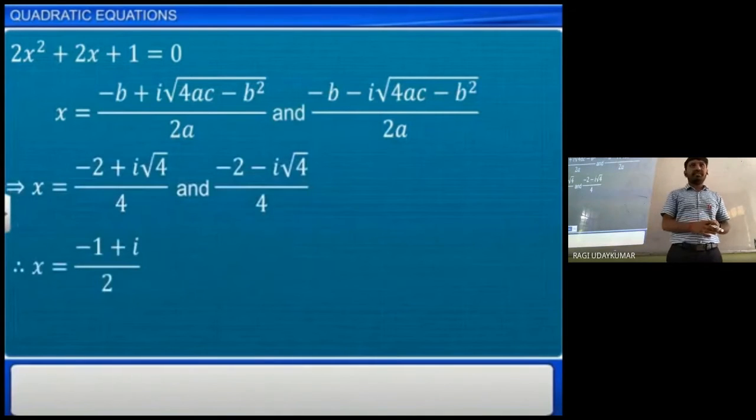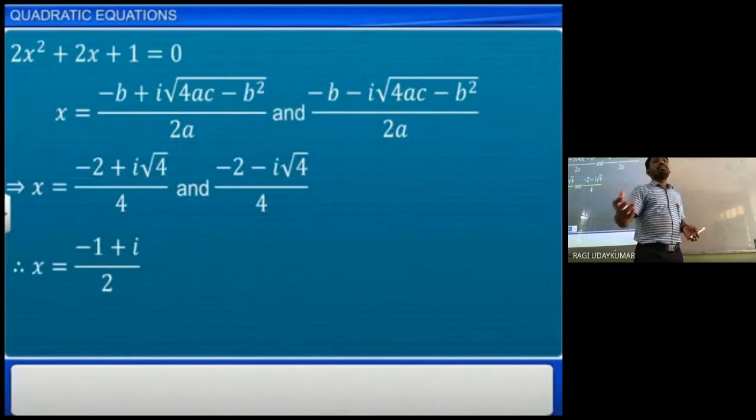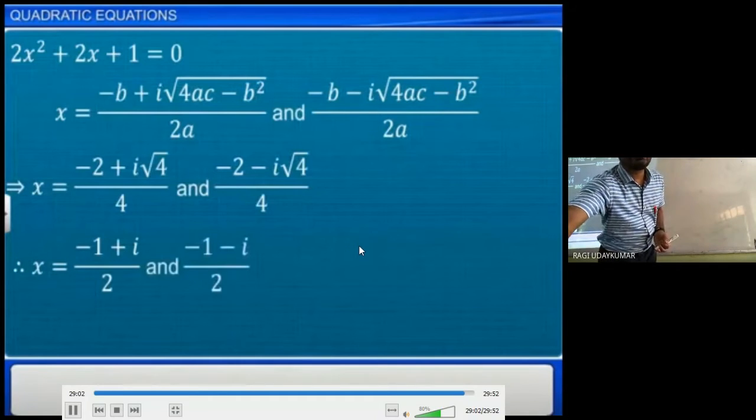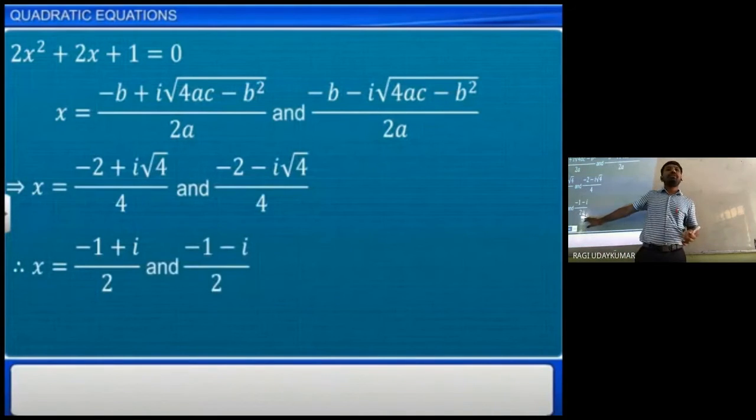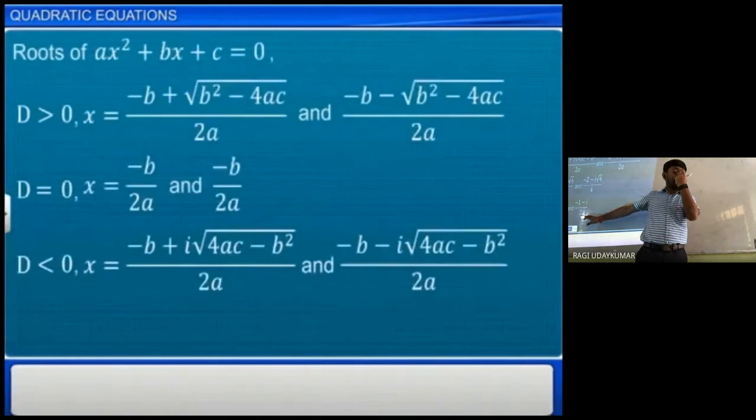Isn't it? So like this, whatever roots we are getting, these roots are complex roots. We are going to get complex number roots. The condition is based on this.